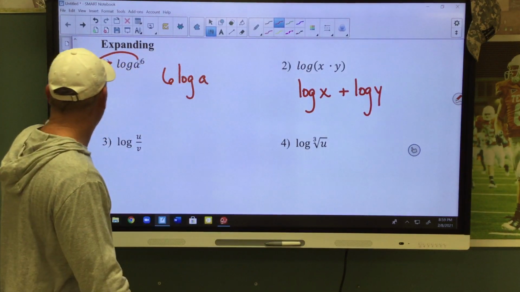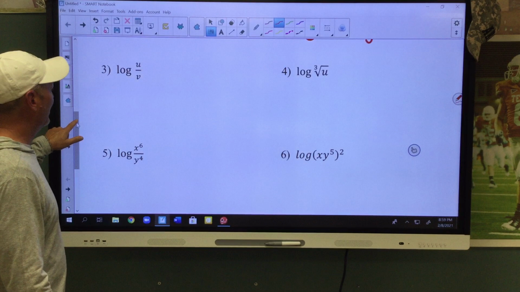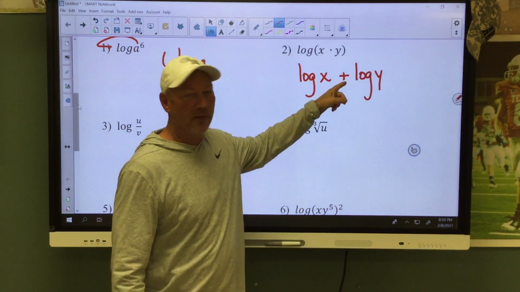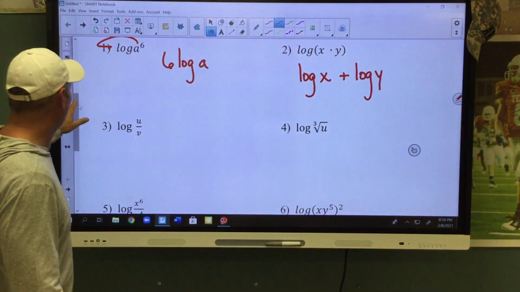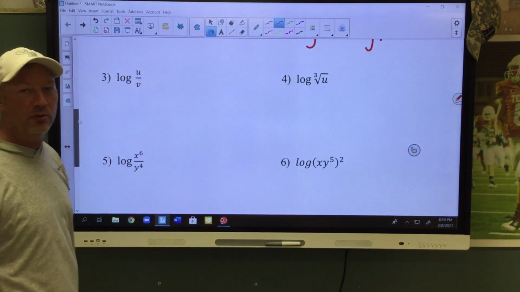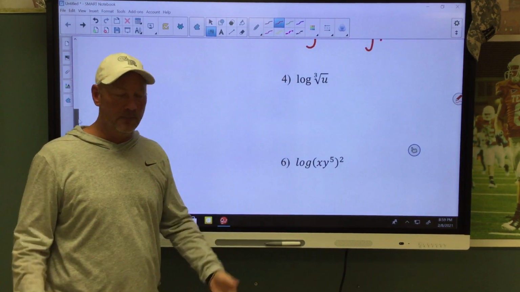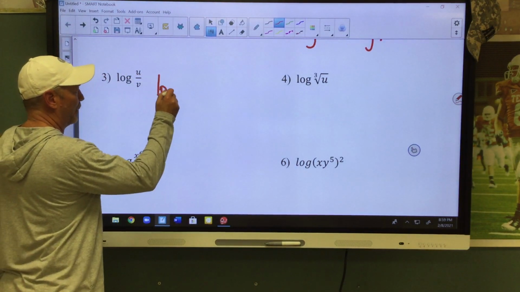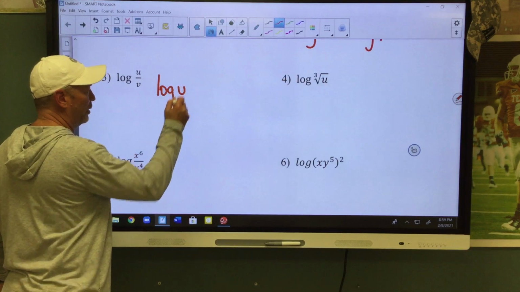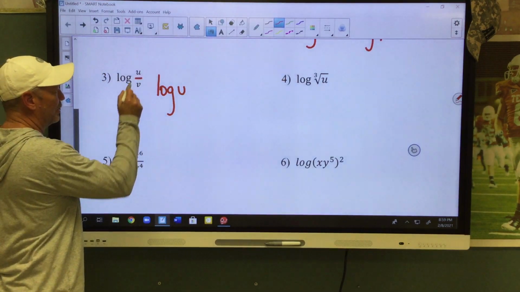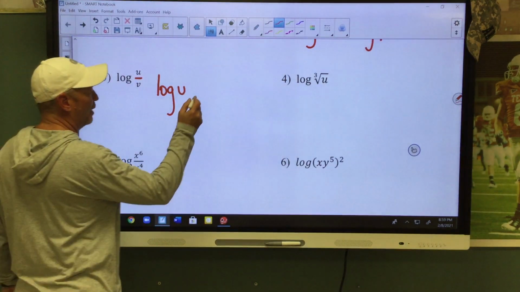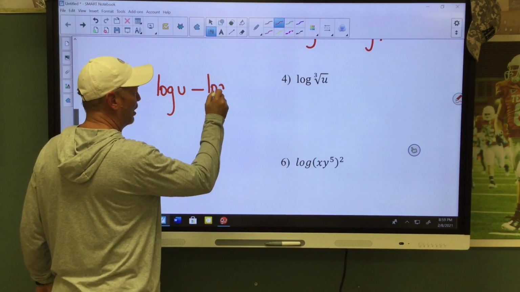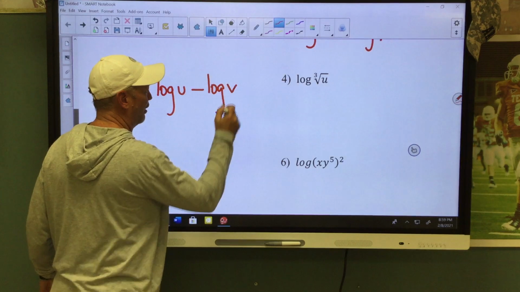Okay? Here, if multiplication is going to be thought of as addition, division will be used as subtraction. So we're going to ask you to write log of u, and then this division, this fraction, that division symbol, will tell us we're going to use subtraction, and we're going to say log of v.